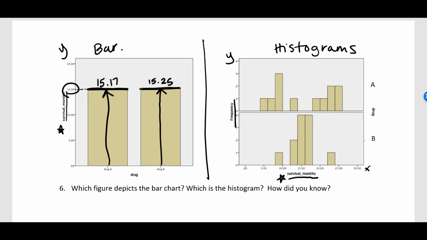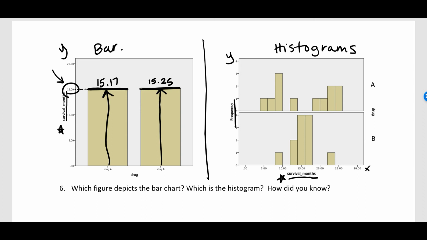Now on the histogram, we don't have survival months on this side, so it doesn't make sense to cut like this, like it does on the bar chart. Here, it's flipped around and our survival months are down here. So we would really want to look at, okay, where's the 15.17? Where's the 15.25? Based on the numbers at the bottom, not based on the numbers at the side.